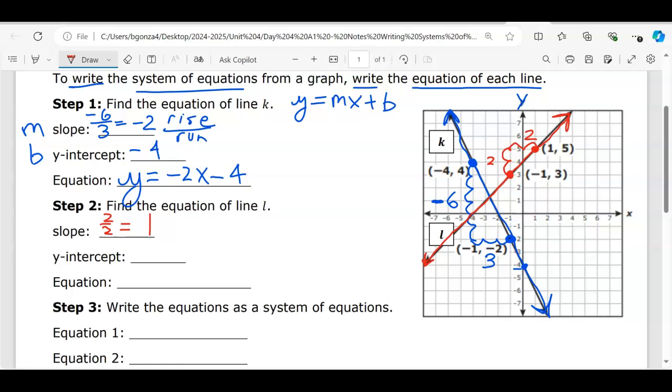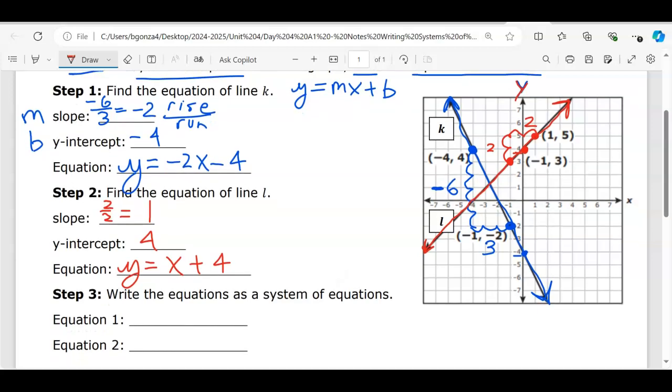Okay, what's the y-intercept? Where does it touch the y-axis? So again, here's y. It touches right here at 4. So my equation is y equals mx plus b. So y equals m, which is 1, x plus b. Now usually you don't see the 1, right? It's just x plus b, so plus 4. If you write 1x plus 4, it's okay, but this is how you're going to normally see it. Just x plus 4. Cool.